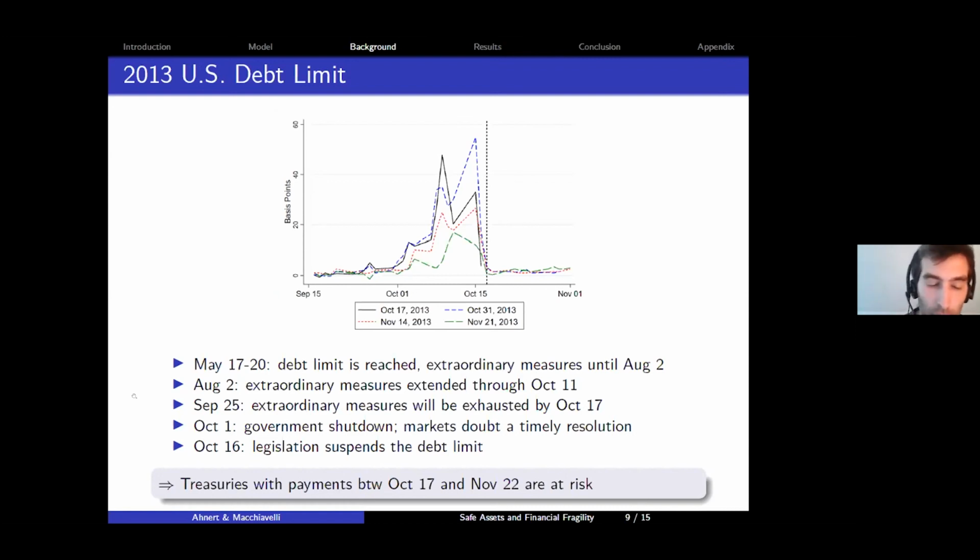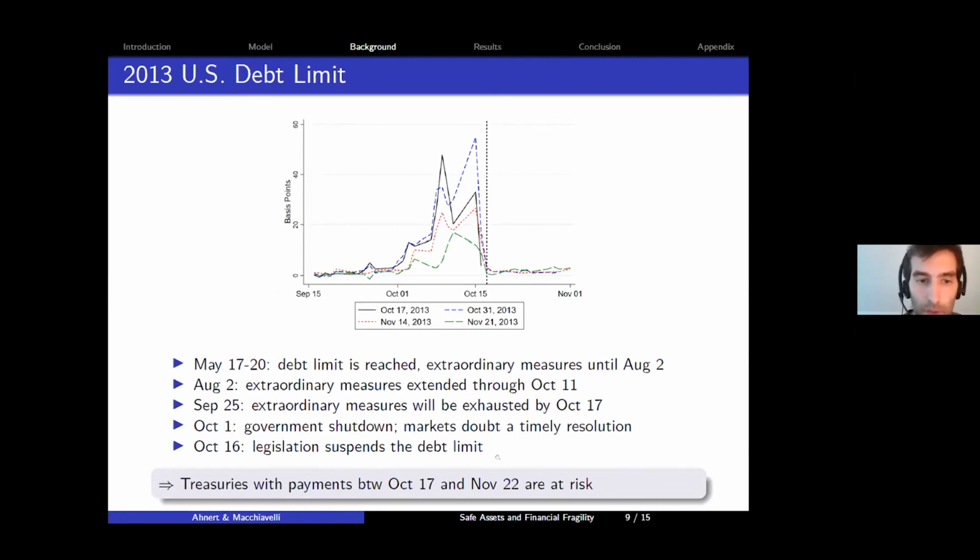The Treasury tells the public that they will run out of extraordinary measures by October 17. And shortly after this communication, there is a government shutdown on October 1st. The market doubts that the federal government will resolve the debt limit in a timely manner, and we see spikes in bill yields. The spikes are concentrated in bills that mature shortly after the October 2013 deadline. And one day before this October 17 deadline, the government finds an agreement and suspends the debt limit.